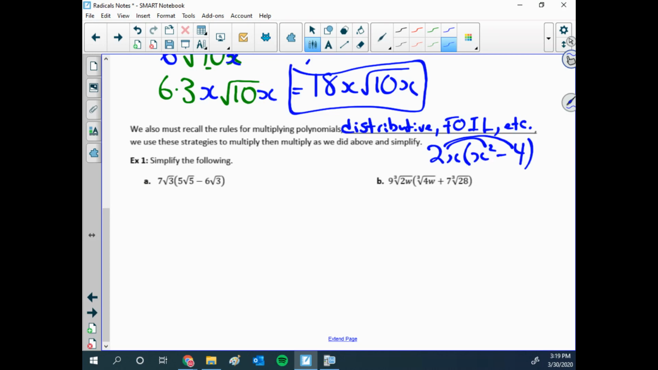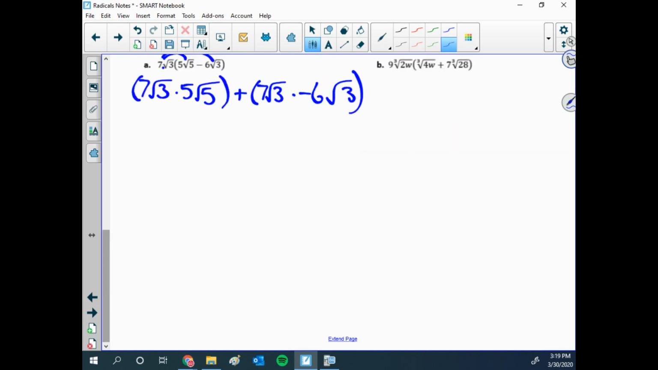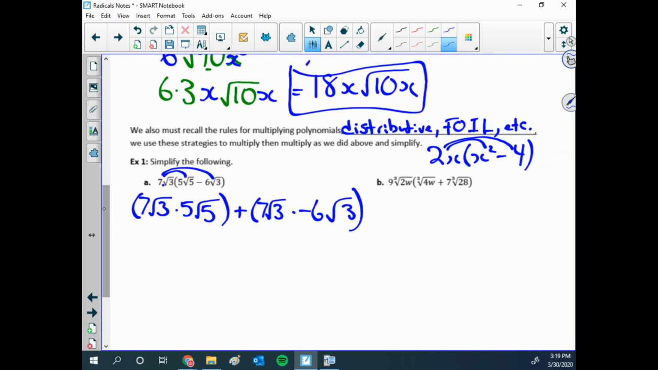And the same thing here works for radicals. So 7 times the square root of 3, all times this. So I'm going to multiply this and this together. So if I want to write what's happening here, and I wouldn't usually write this step, but I'll just write it so we know what's happening. 7 root 3 is being multiplied by 5 root 5. And 7 root 3 is being multiplied by negative 6 root 3. So I would want to write then what happens after each of these has been multiplied.